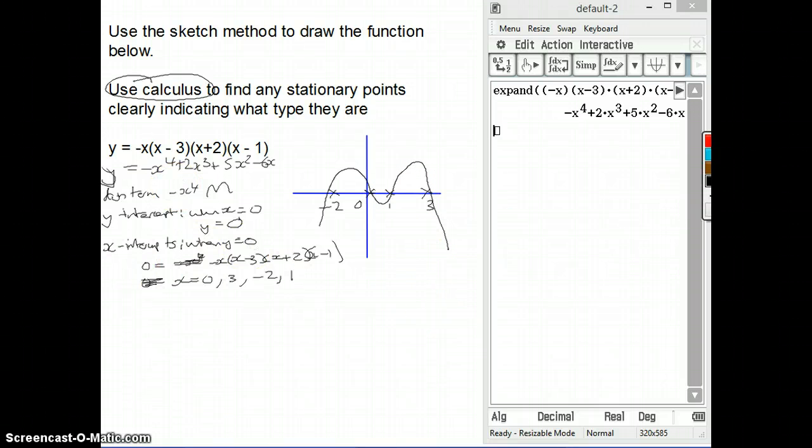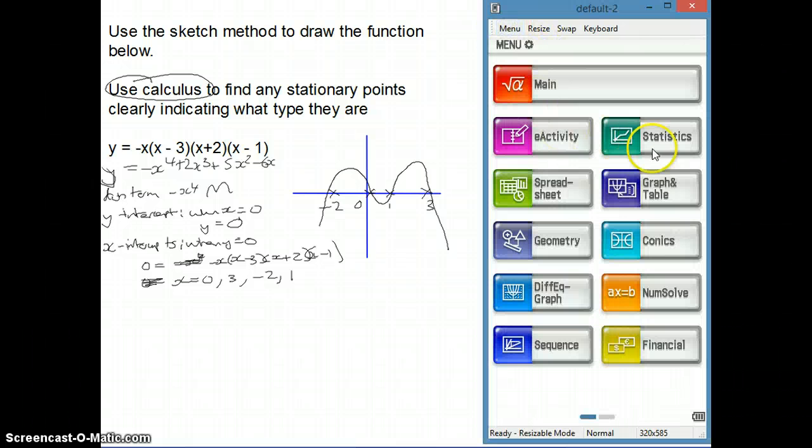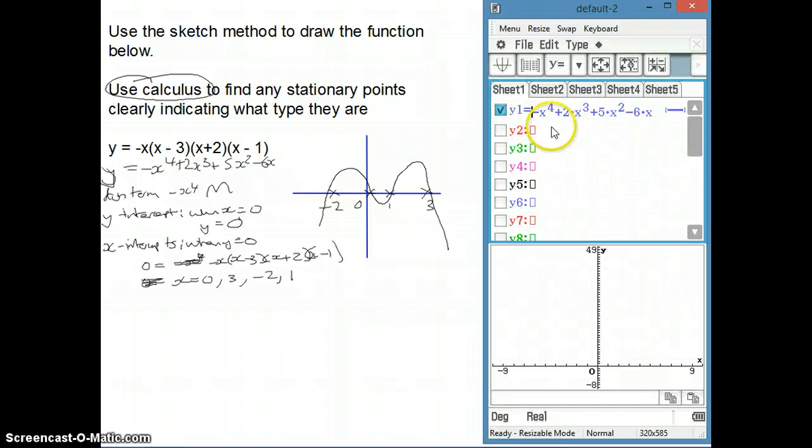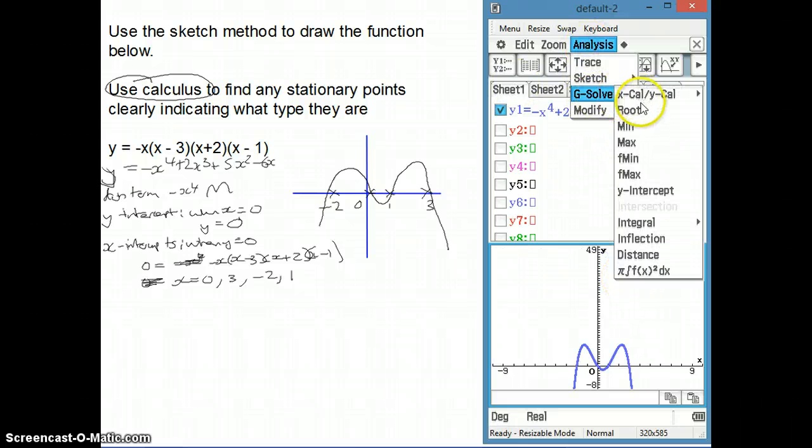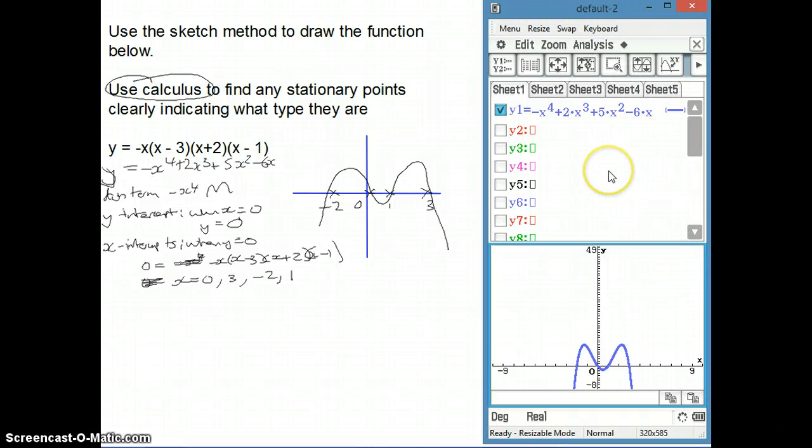So we'll sketch it anyway and have a look at gsolve just to see what it is that we're aiming for. So here's this function, negative x to the 4 plus 2x cubed plus 5x squared minus 6x. If we sketch it, here we go. Click in the graph, go to analysis gsolve, and if we have a look at the maximum points first, you see there's two of those. There we go. So negative 1.3 and 9, that's what we're aiming for. And there's another one at 2.3 and 9.